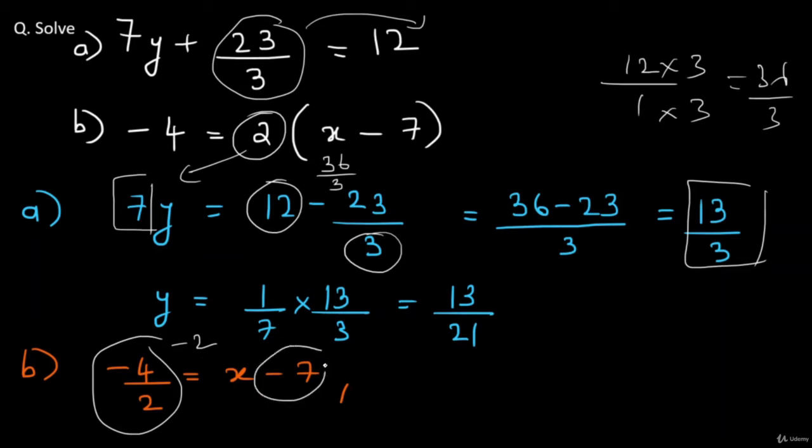Let's take this minus 7 to the left hand side. So it will become plus 7. So x = −2 + 7, which is equal to 5. That's the solution to this equation.